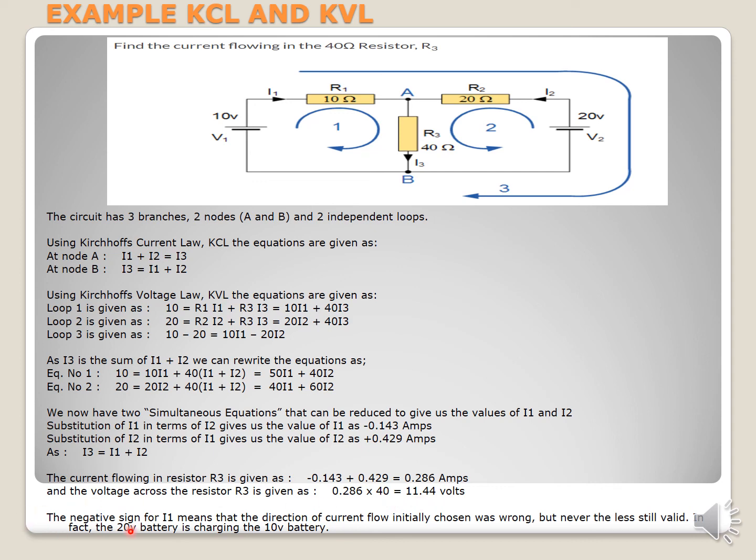The negative sign for I1 means that the direction of current flow initially chosen was wrong, but nevertheless still valid. In fact, the 20 volt battery is charging the 10 volt battery.